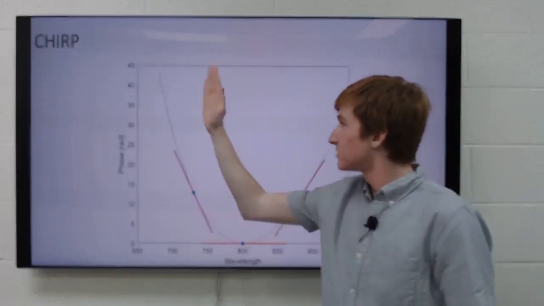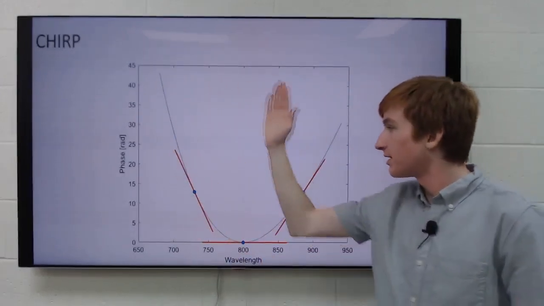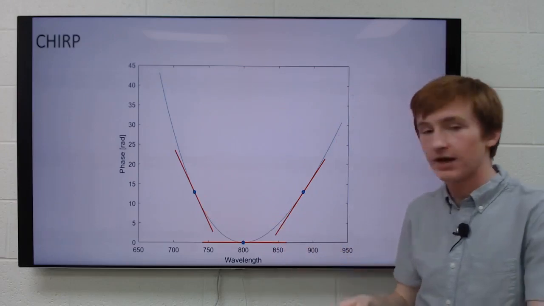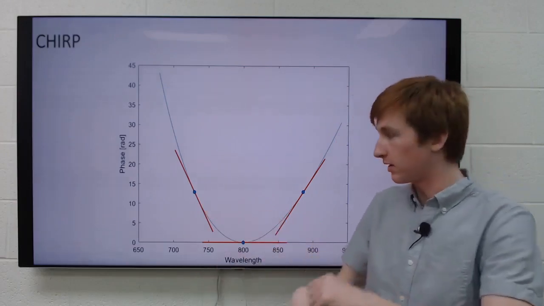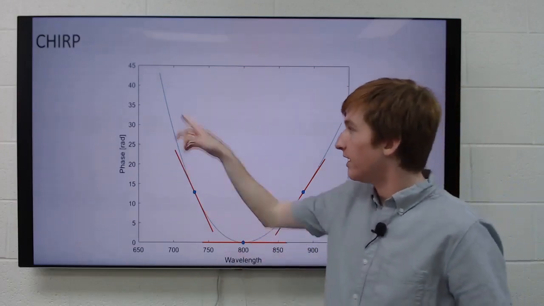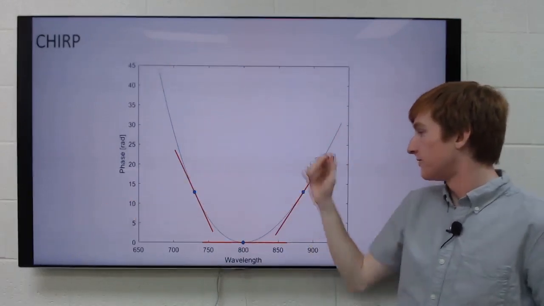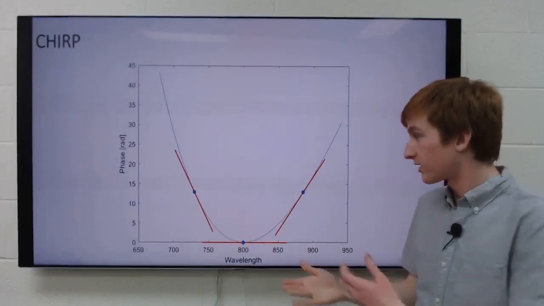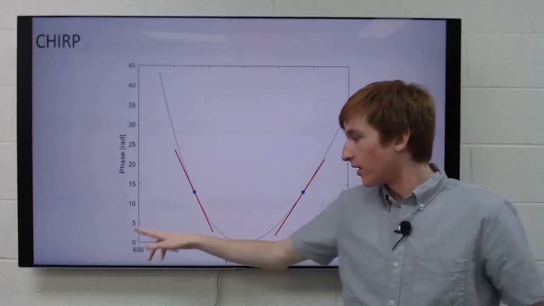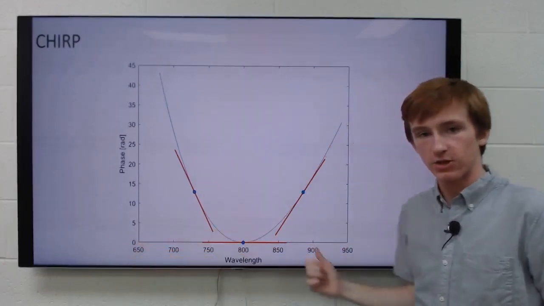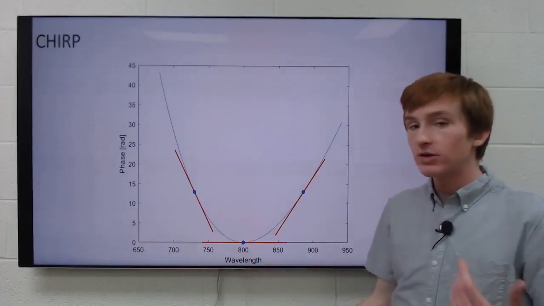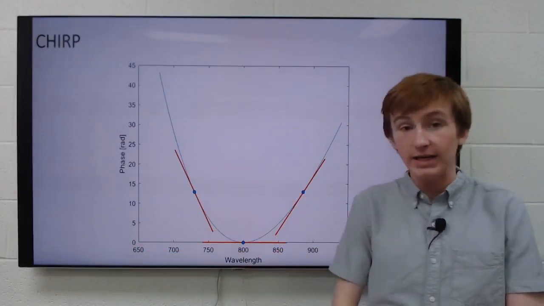Since you can break this second order curve up into these linear lines, you can say the frequencies get shifted here, here, then here. This shows why these ones will get shifted very far in time, and these ones will get shifted very far in time the other way. And that shows why a longer wavelength will come first, then a shorter wavelength, or something like that. And you can actually extend this idea to any phase spectrum.